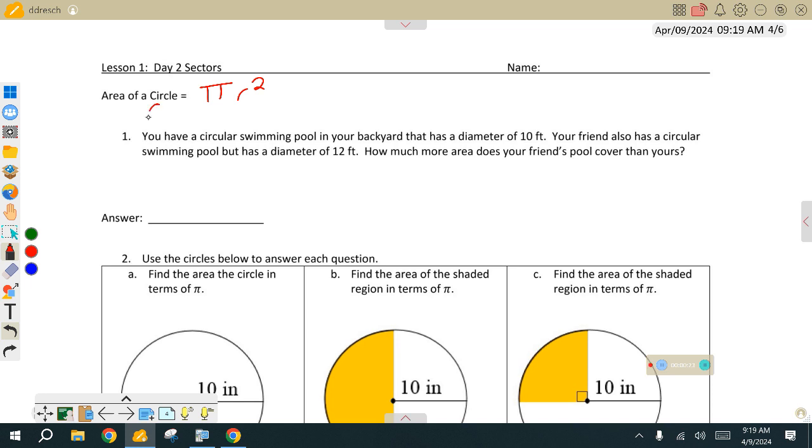Again, area of a circle, that is if you were to go through and try to paint and cover that entire region inside of that circle. The circumference of a circle is if you were to walk it around, that's the circumference, and that is 2 pi r. That's the perimeter of a circle. So for all of that, please make sure you keep those two formulas separated.